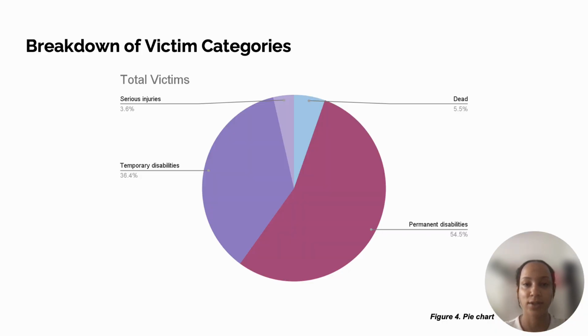To further encapsulate this impact, this pie chart provides a visual breakdown of the victim categories used in the settlement estimates. You can see how the total estimated 105,000 victims are distributed among immediate fatalities, permanent disabilities, temporary disabilities, serious injuries, and minor injuries. This breakdown helps emphasize the multifaceted nature of the disaster's human toll.